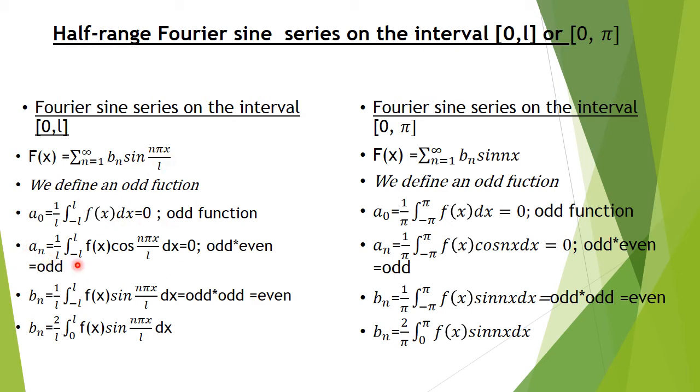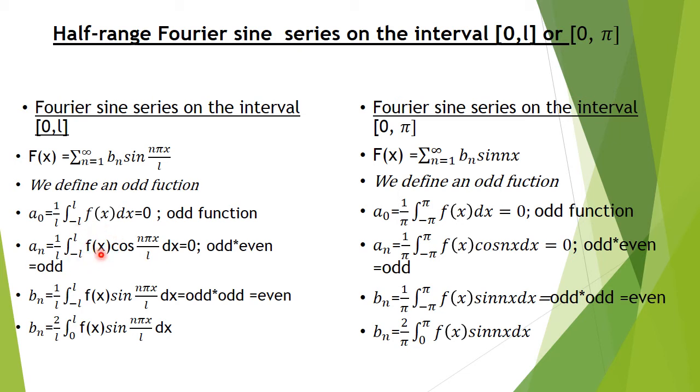Now let us go to an. An is 1 upon L, integral minus L to L, f of x cos n pi x upon L dx, is equal to 0. As I told you already, because these are general formulas, whenever we have general formulas, we will get the angle as n pi x by L. So an is equal to 1 upon L, integral minus L to L, f of x cos n pi x upon L dx. What happens here?